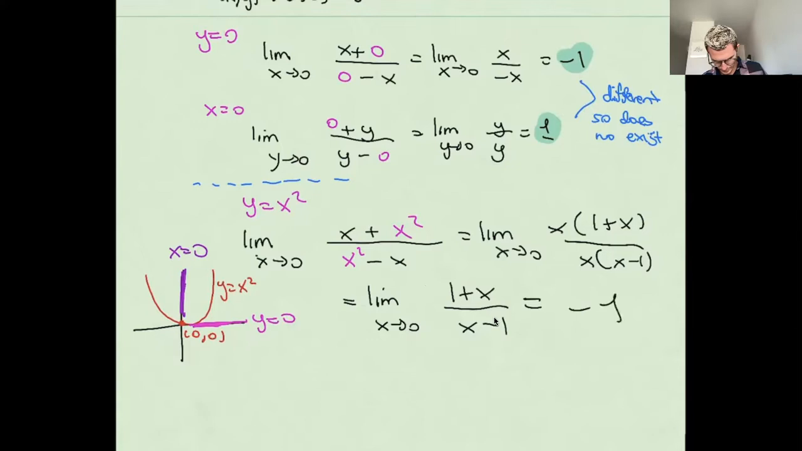Is that okay? And so you see, if you had done the first and third options, that would not have worked because they just happened to agree. But if you had done the second and third options, then that also would allow you to say that the limit does not exist.